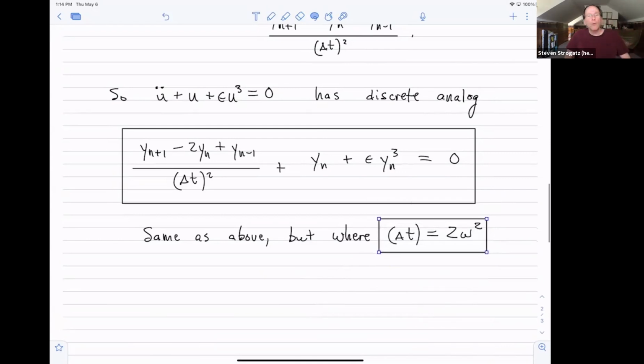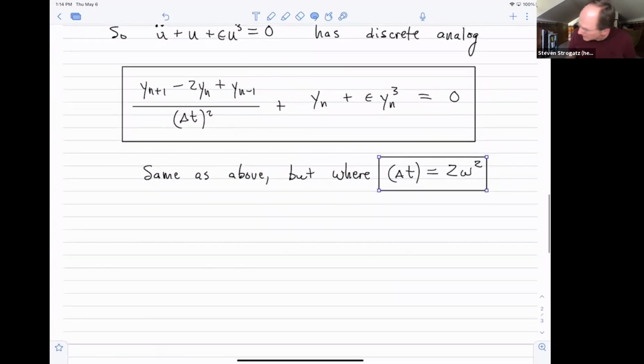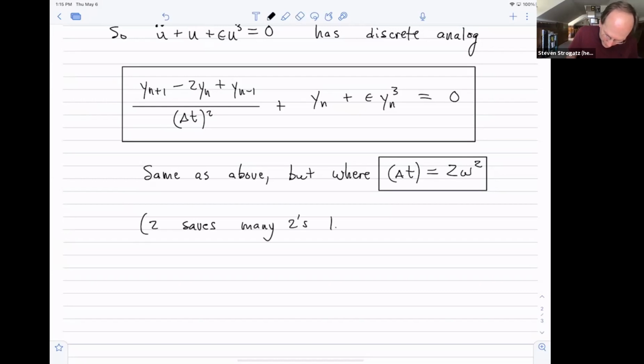There. What's that 2 doing there? Well, that's in the same spirit of fastidiousness. You're going to need the 2 at some point in the calculation, it turns out. And so by inserting it now, I save myself a lot of 2's later on. You'll see that it's just convenient to have the 2 there at this stage. It's not very important. The 2 saves many 2's later on.